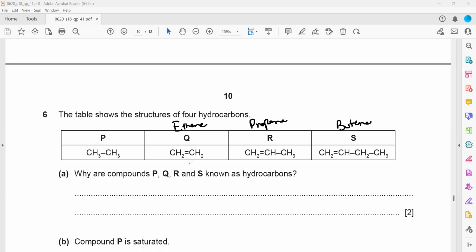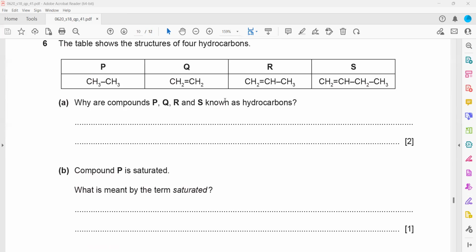If they form a polymer, like if ethene forms a polymer, it will be polyethene. Even though the polymer does not have a double bond, we name it after the monomer. If the polymer is formed by propene, it will form polypropene. If a polymer is formed from butene, it will be polybutene. So the same thing they asked: if a compound S undergoes polymerization, what will be the name of the polymer?